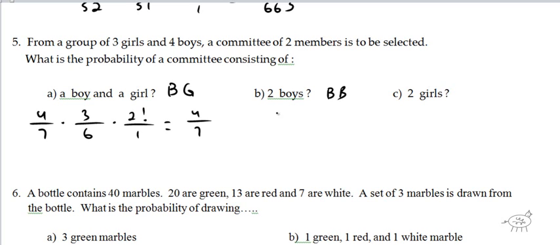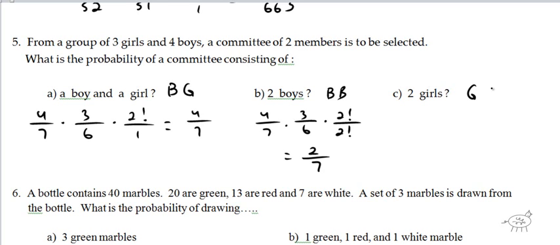Okay, 2 boys. So BB, it's going to be 4/7 times 3/6. Okay, because again, I'm choosing 1, it's 1 less boy, right? Times 2 factorial over 2 factorial. Which is like saying 1, because if you pick a boy and boy, or a boy, it's the same thing, right? All right, and we get 2/7.